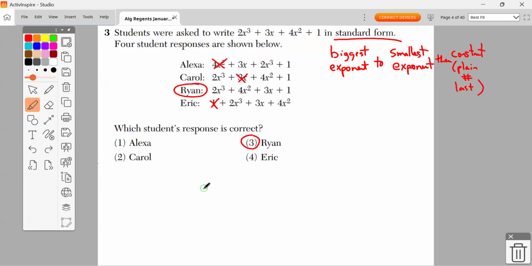In question number 3, students were asked to write that in standard form. Now, standard form is your biggest exponent to your smallest exponent. And then your plain constant number is last, like your +1 or -5 is last. Which student's response is correct? Well, when you look at Ryan's, we have x to the third, then x to the second. This is really x to the first, and then you have your plain number. So that one's in order from the biggest exponent to the smallest exponent. So that is your correct answer.